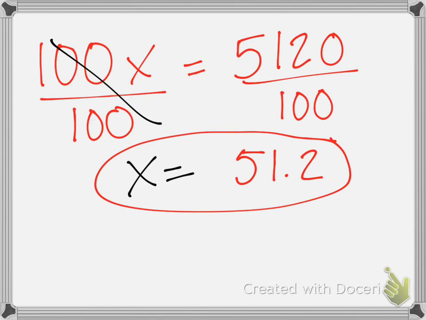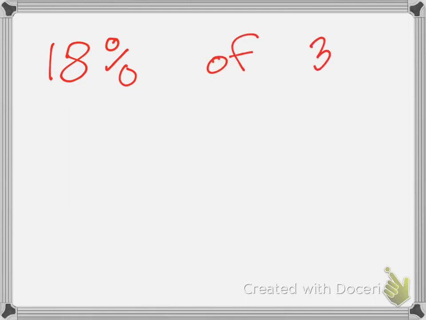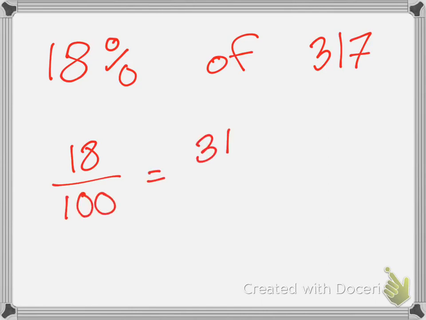And notice it looks super similar to 5,120 because we divided it by 100. We would do the same thing if we were trying to find 18% of 317. We would set 18 over 100 equal to x over 317. All we do is our cross multiplication and then we solve.